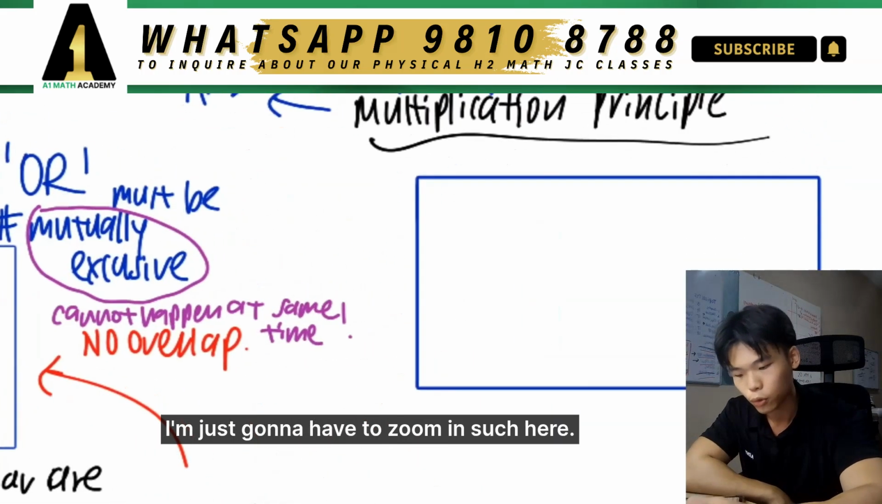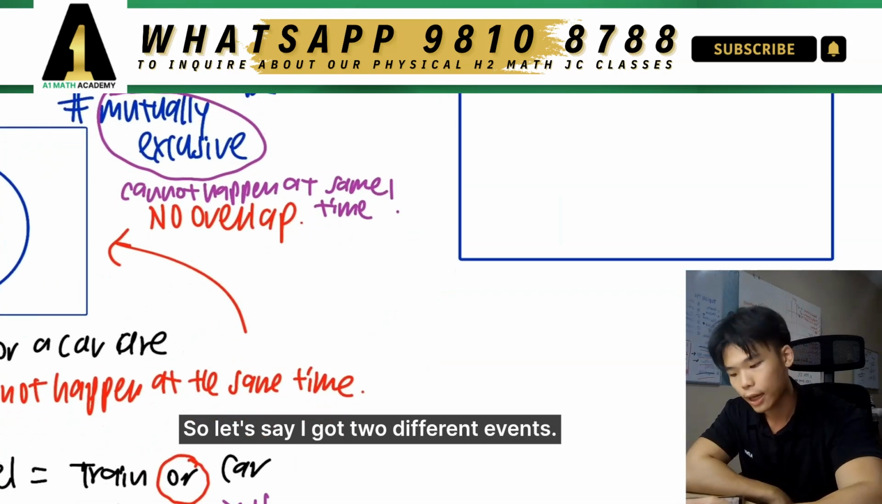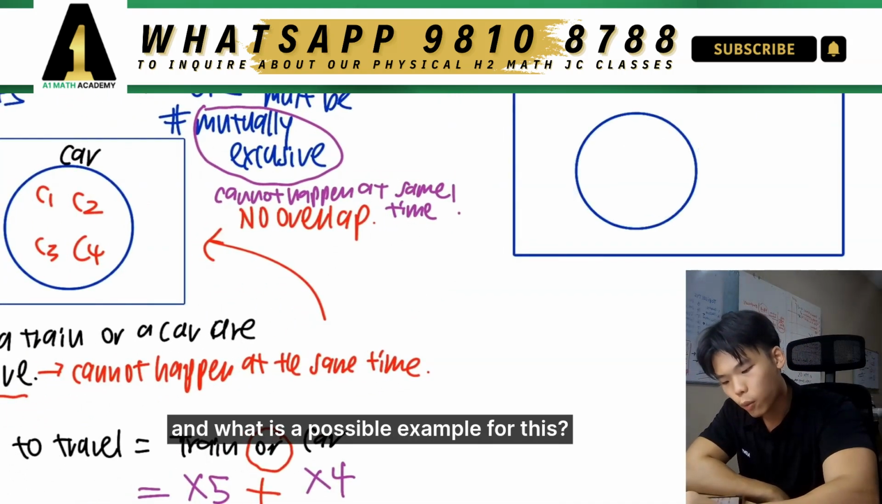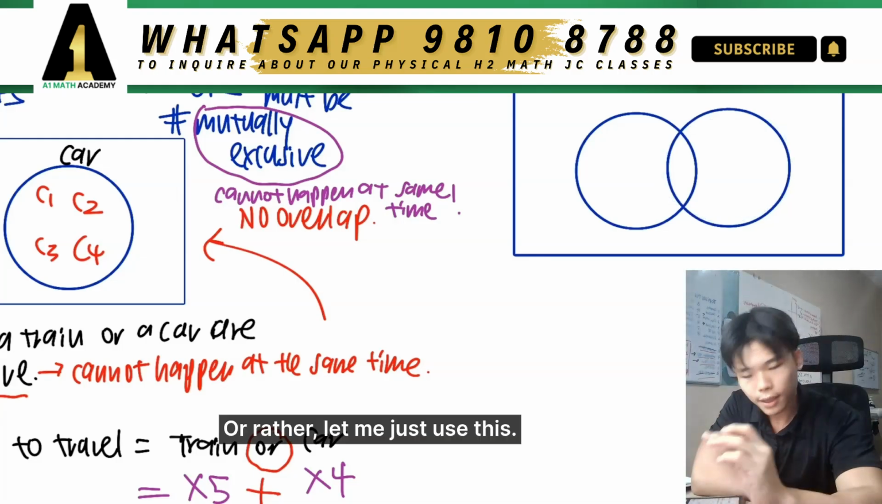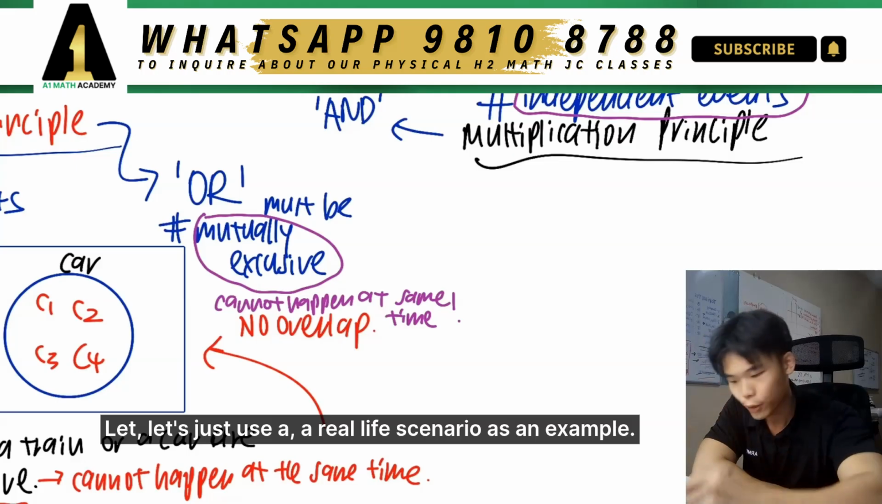Okay, I'm just going to have to zoom inside here, right? Okay, perfect. So let's say I got two different events. There's an overlap between these two. And what is a possible example for this? Or rather, let me just use this. Let's just use a real life scenario as an example.